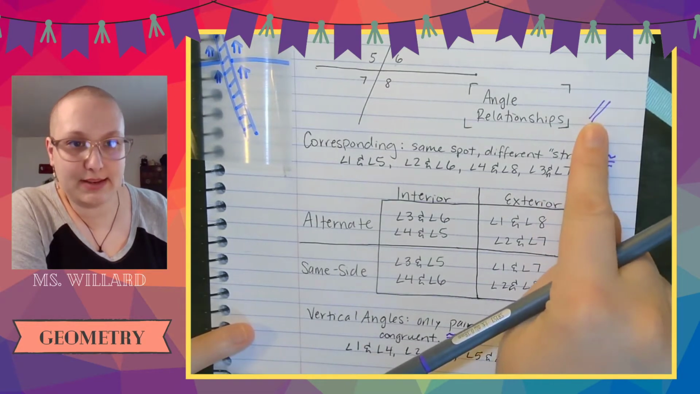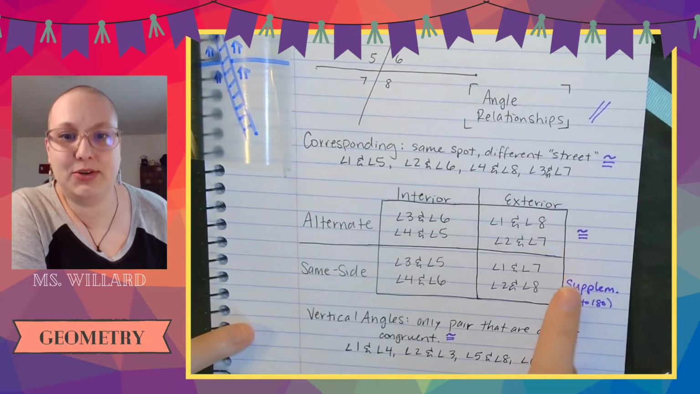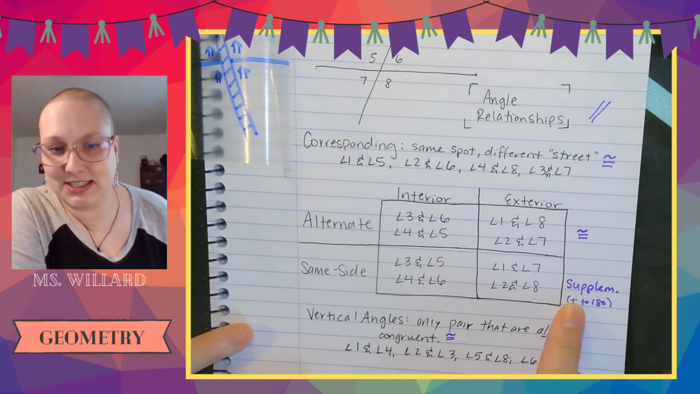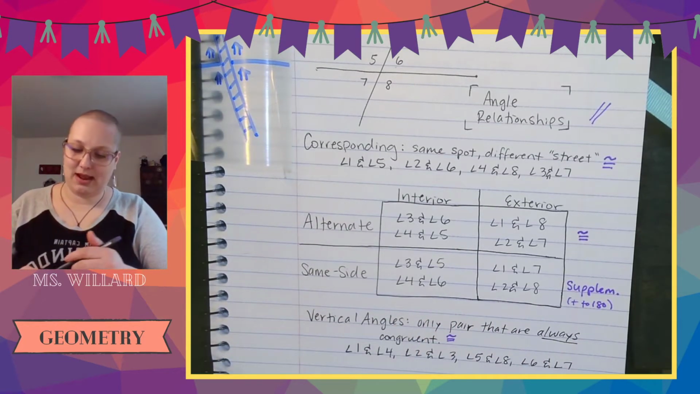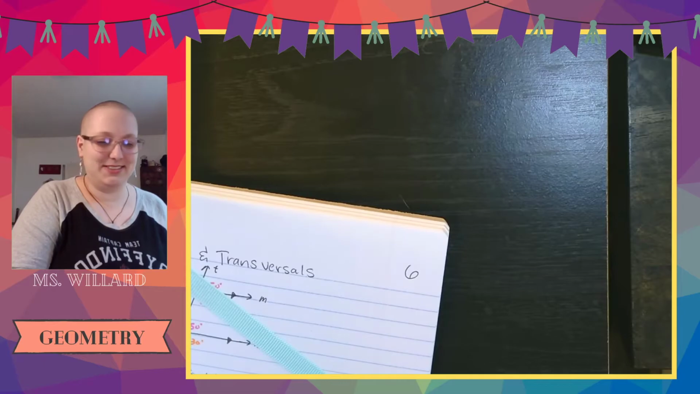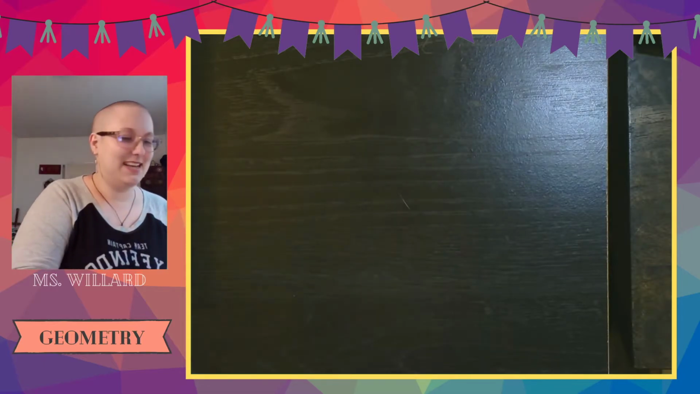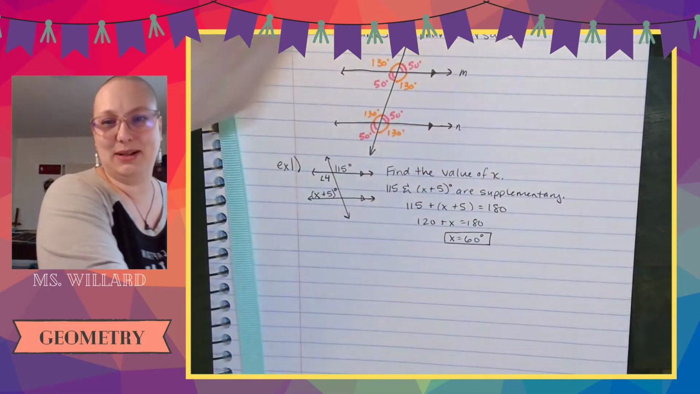So when things are parallel, corresponding angles are congruent, alternate interior and exterior angles are congruent, same side interior and exterior angles are supplementary, and vertical angles are always congruent. So that's a way to maybe remember it at a glance. But I always just like to look at it, and I go, is this obtuse or is this acute? And then I just figure it out. Because this one's obtuse and this one's acute, so they add up to 180 because they're parallel.